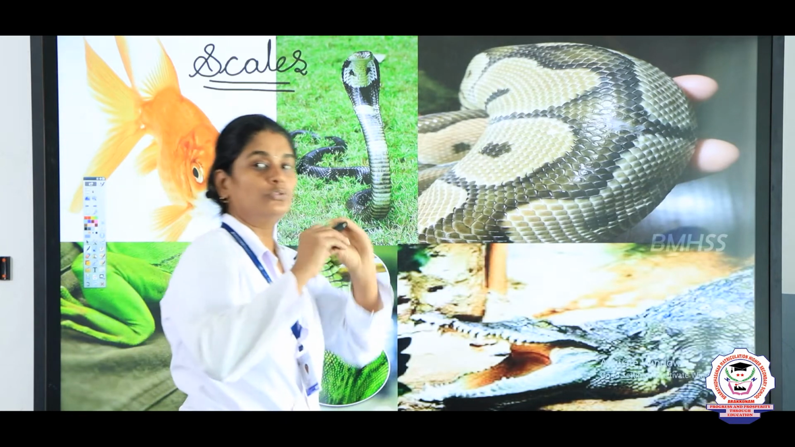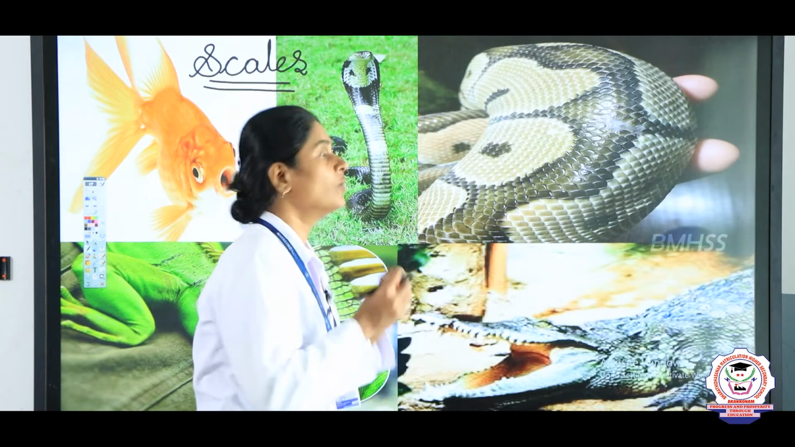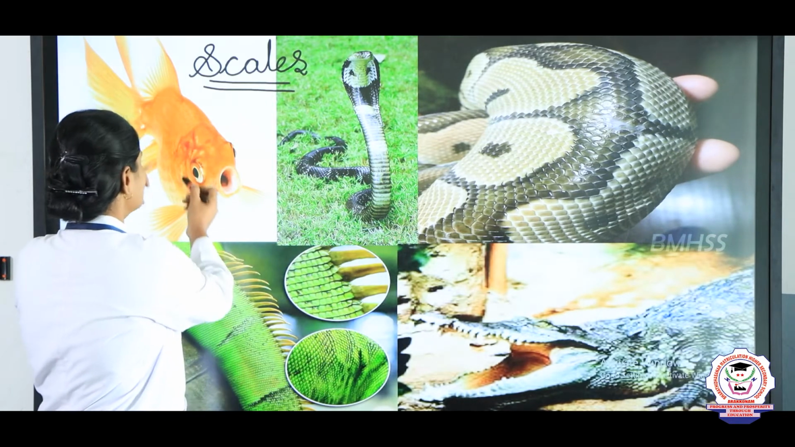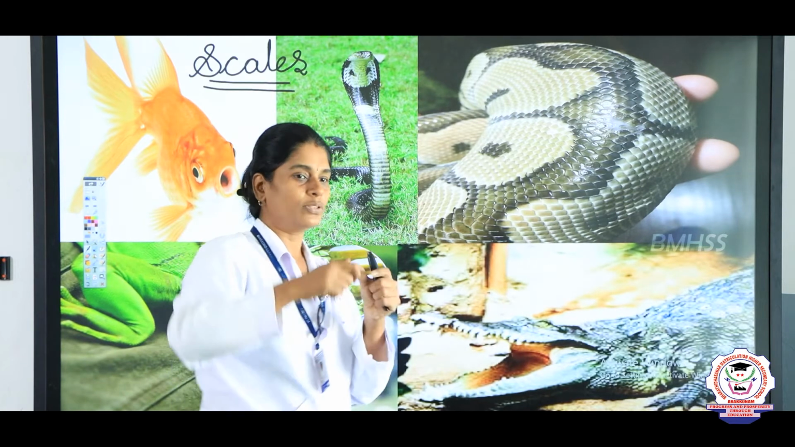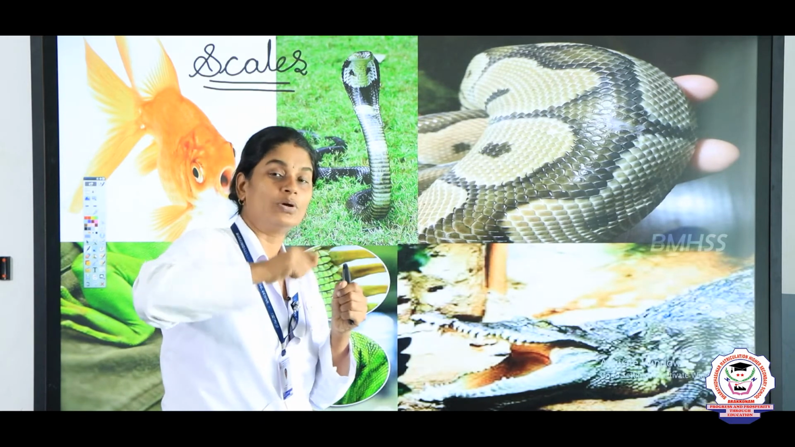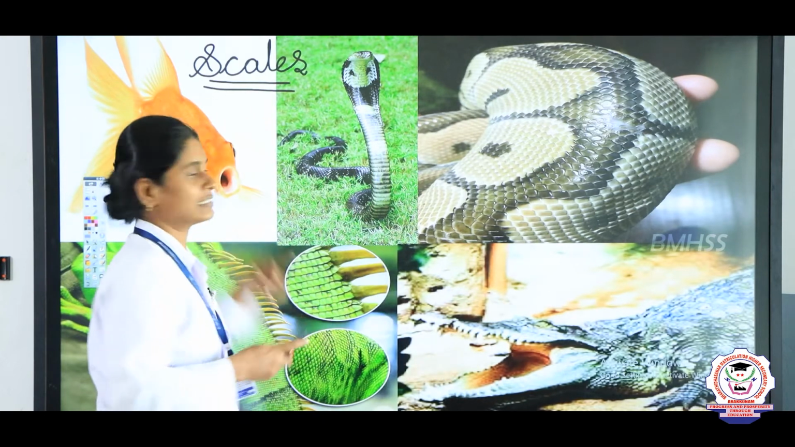Their outer surface, what should we call it? We should call it scales, right? You can see scales in fish. When you buy fish to eat, they scrape it, right? Those are called scales, right?